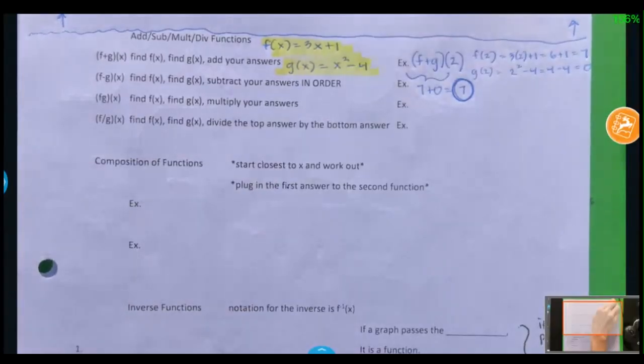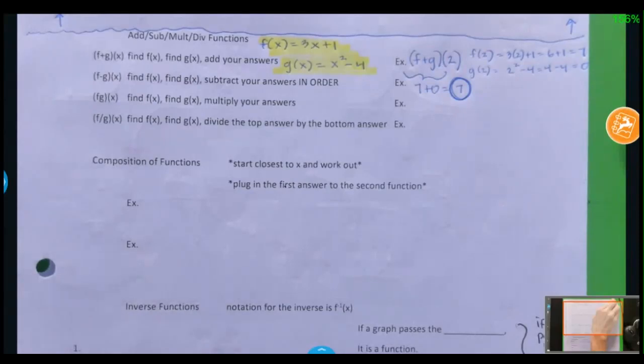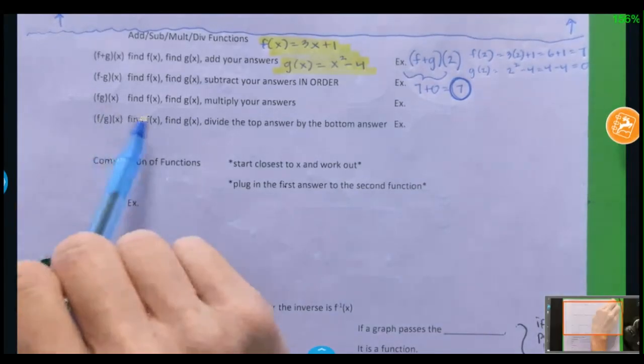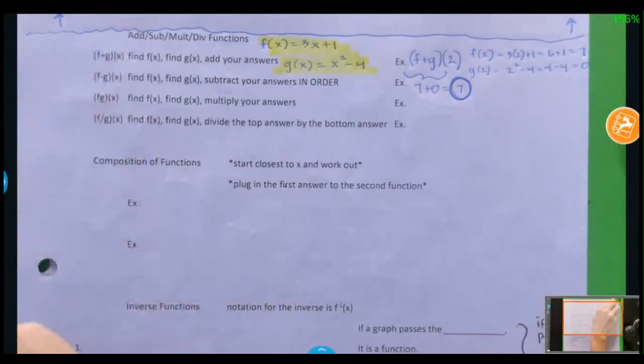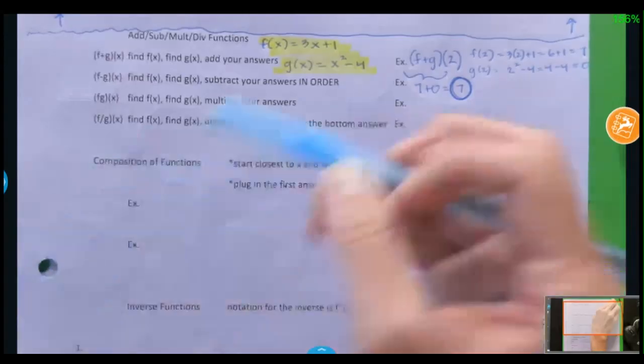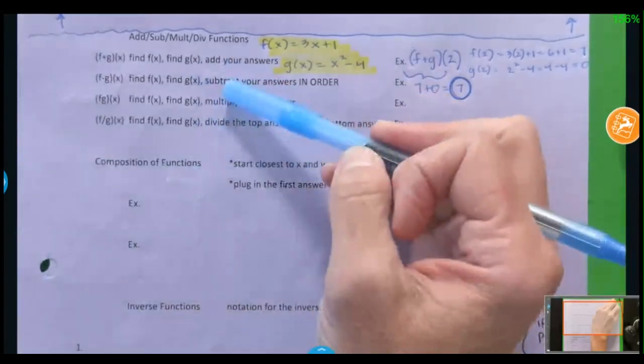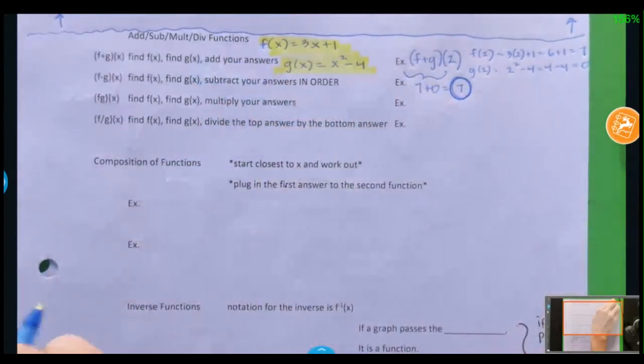I made that one up, so that wasn't a great one, but that's the concept. You find f of 2, you find g of 2, and then in this particular case, you add them in the order that they were given to you. Again, addition and multiplication are commutative. In other words, f plus g is the same as g plus f. F times g is the same as g times f. That's not true for subtraction. So you can't change the order of subtraction.